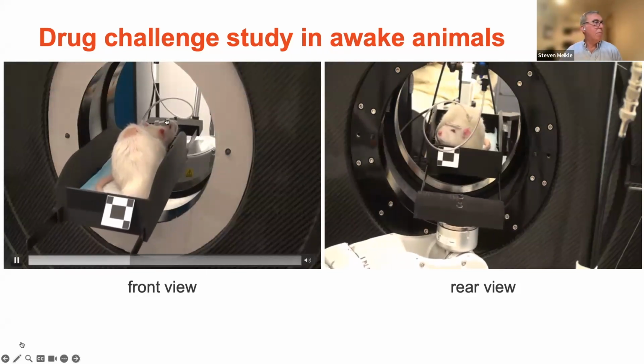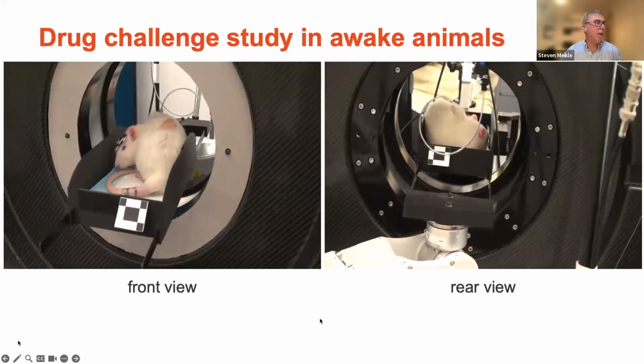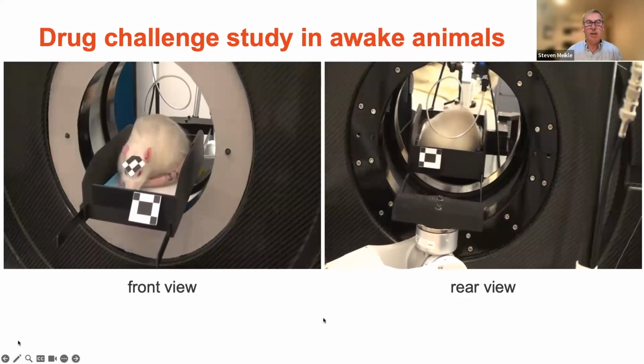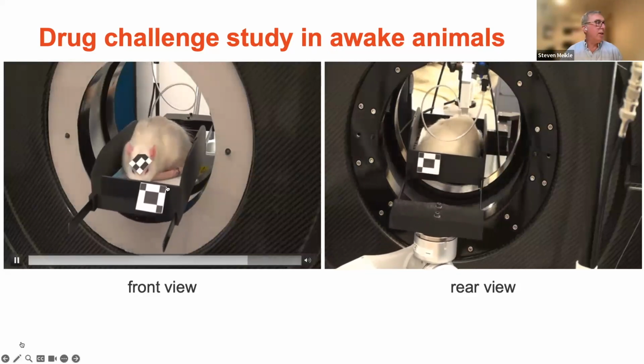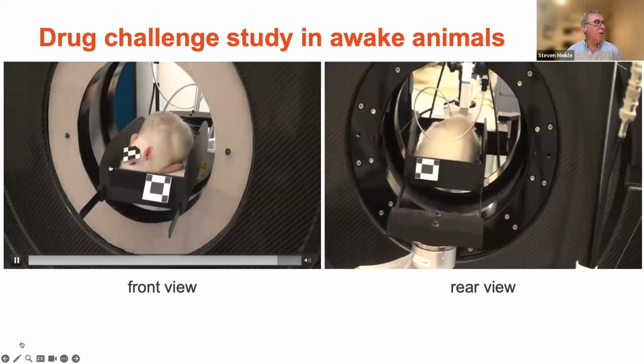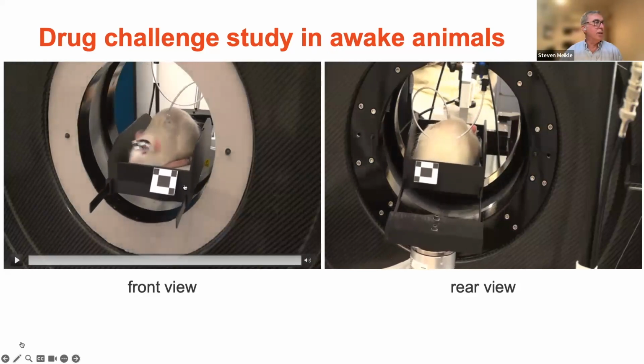The animal has a marker on it attached to its forehead, which we're tracking throughout the scan. You see it move around freely in the field of view, and you can see the robot readjusting the position of the chamber so that the animal remains in the field of view.